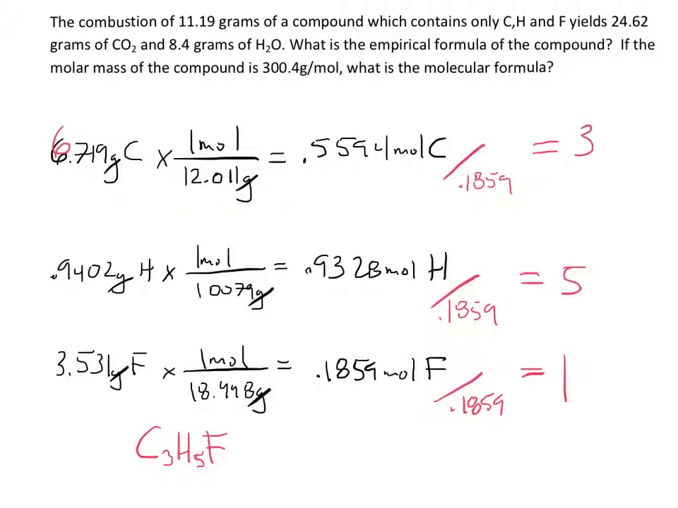That's the lowest ratio. The actual formula, so the molecular formula, we're going to have to figure out using this molar mass that we were given, the 300.4. So what we need to do is find the empirical mass of the empirical formula. So 3 carbons, 5 hydrogens, 1 fluorine. If we add those up using several numbers from a periodic table, the molar mass of this is going to be 60.07 grams per mole.